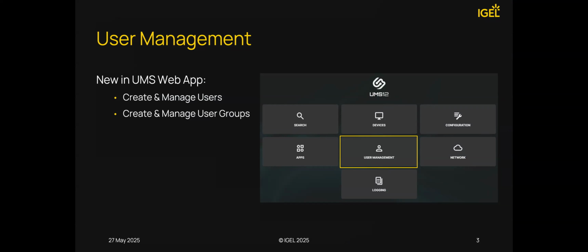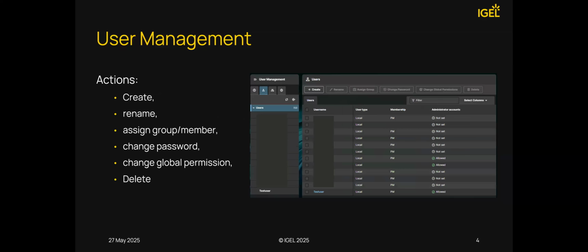So you have a new tile here on the landing page. You also have it in the menu bar. You click on user management, and then you come to this new page where you can create new users. You can rename them. You can assign them to groups. You can change the password for it. You can change the global permissions, or you can delete users or groups. So all of the actions that you could do in the console are now available here in the web app.